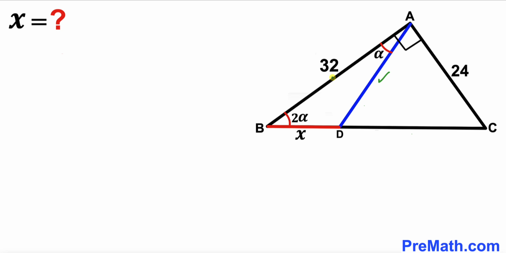You have this right triangle ABC along with this line segment AD, as you can see in this diagram, such that this angle DAB is alpha, whereas this angle DBA is 2 times alpha, and moreover this side AB is 32 units, whereas this side AC is 24, and furthermore this segment BD is x units long. Our task is to calculate the value of this x.